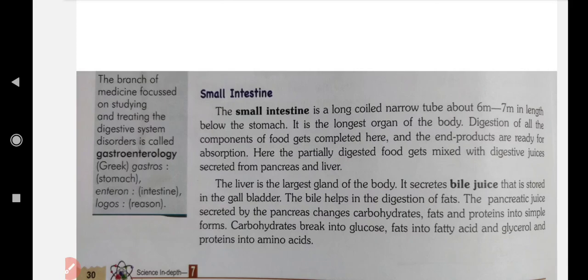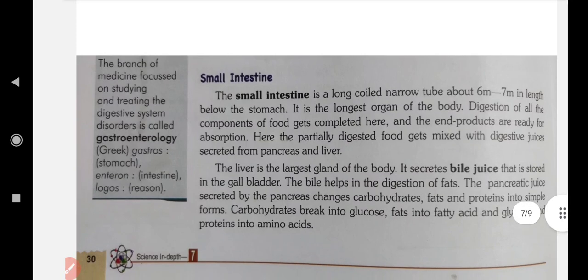Here the partially digested food gets mixed with digestive juice secreted from the pancreas and liver. So one juice is secreted from the liver, and children, you remember the liver is the largest gland of the body. So longest organ is small intestine and largest gland is liver. It secretes bile juice. Who? Liver secretes bile juice that is stored in the gallbladder. The bile helps in the digestion of fats.